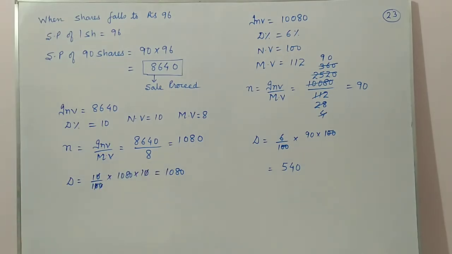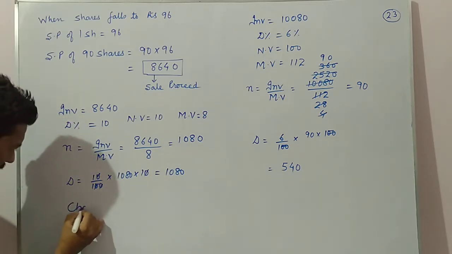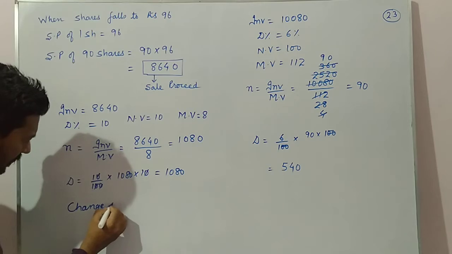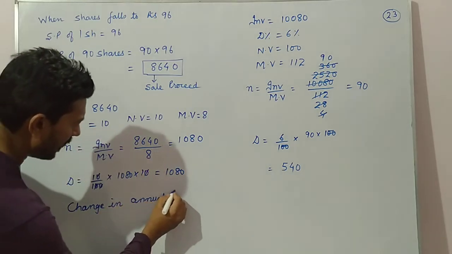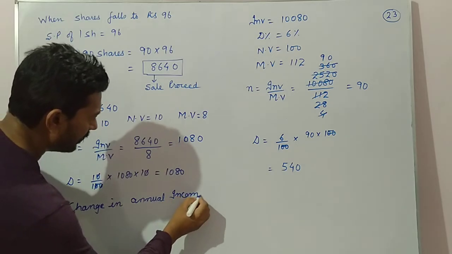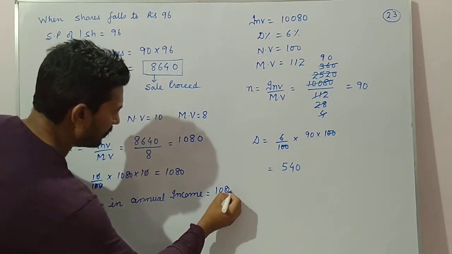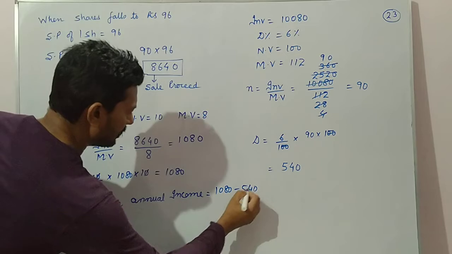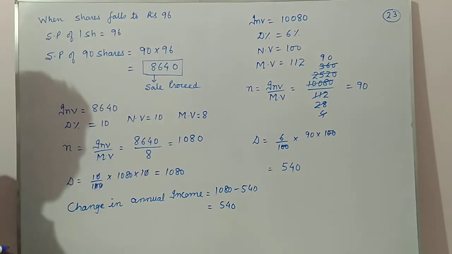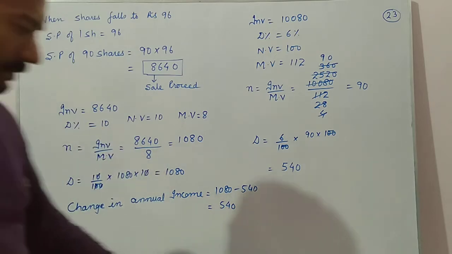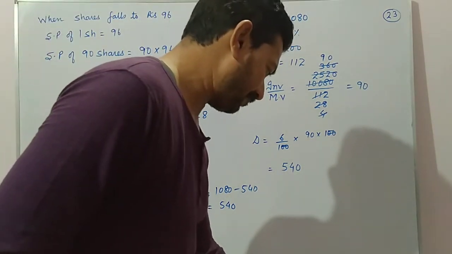What we have to find out is the change in annual income. So the change in annual income will be 1080, the final income, minus the initial income, that is 540. Followed? Once more, see here.